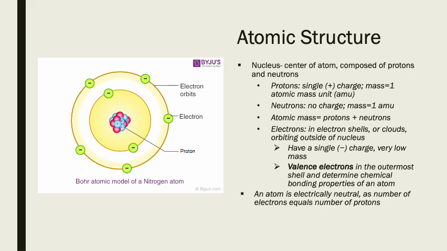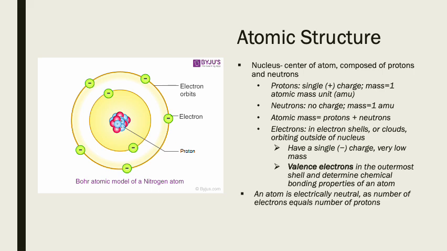Atoms can have anywhere from 1 to 7 shells for the electrons to float around and orbit in. The outermost shell, no matter which number it is, the last one, has electrons in it that are called valence electrons. So these are electrons in the outermost shell. These electrons are important for bonding.